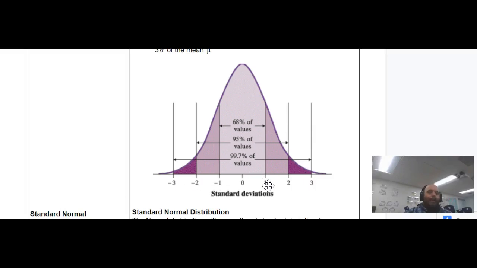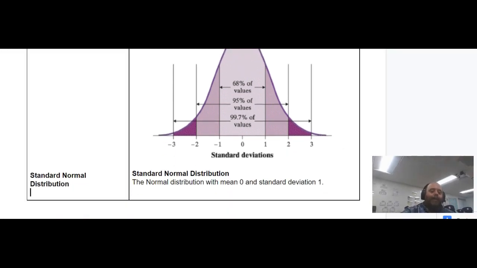1 is 1 standard deviation away. 2 is 2 standard deviations away if I have a standard normal distribution. So we'll look at how that's relevant. It's not as relevant as it used to be because you used to have to turn everything into z-scores and then calculate. But because our calculators are a little more sophisticated, we don't have to worry about that anymore.